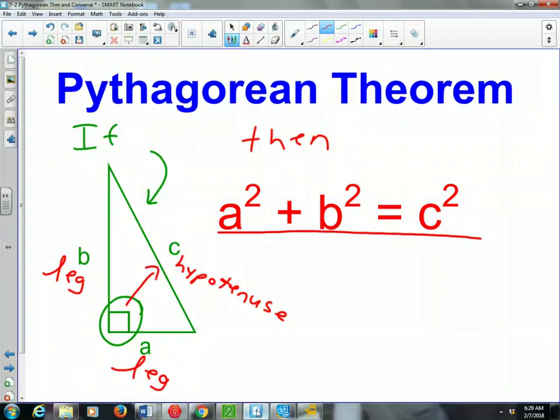So find that 90-degree angle. Opposite of that, you'll find the hypotenuse. So that goes on the right side of the equation. The legs go on the left side of the equation. So as a conditional statement, if a triangle is a right triangle, then the conclusion, the two legs squared, that sum equals the hypotenuse squared. So a squared plus b squared equals c squared.